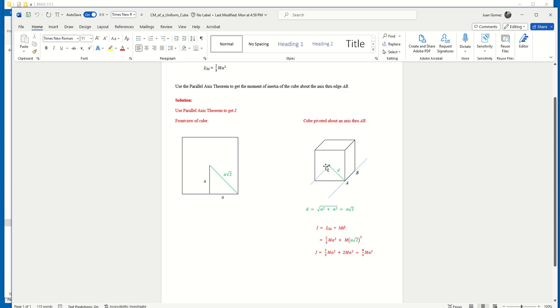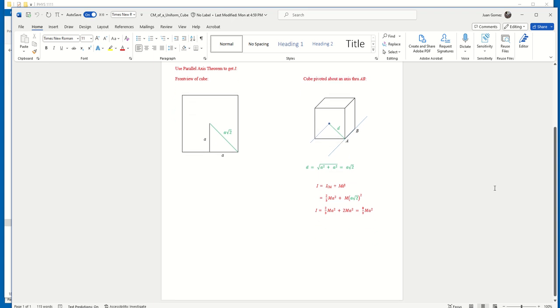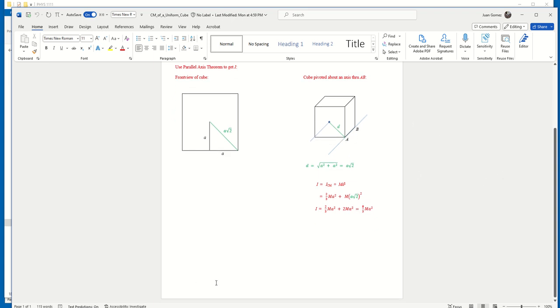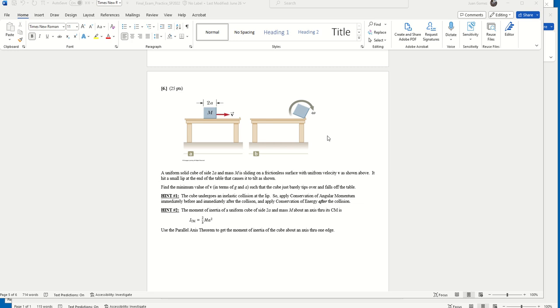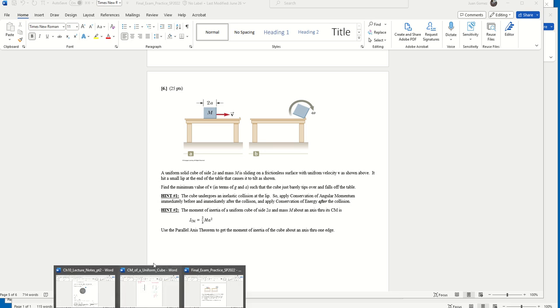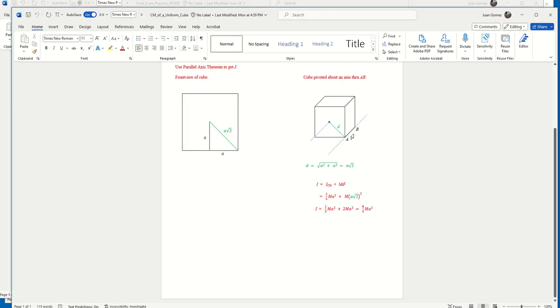So now here's the parallel axes. This one is the axis passing through the CM. It's parallel to the axis passing through the edge AB. Those two axes are parallel. The distance between them is D, which we know is a√2. So the I for the cube pivoted to rotate about that axis, as in this case here, the cube's going to hit the edge of the table, and that's going to begin to rotate about an axis passing through that edge. That's this situation right here. The cube's going to rotate about that point.